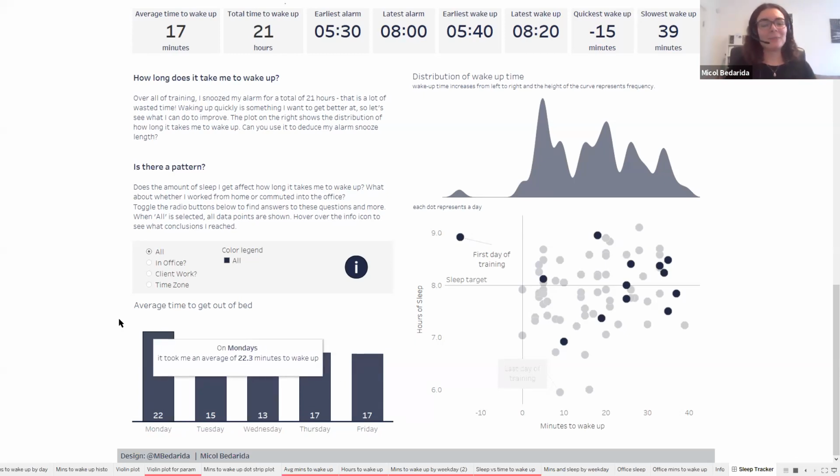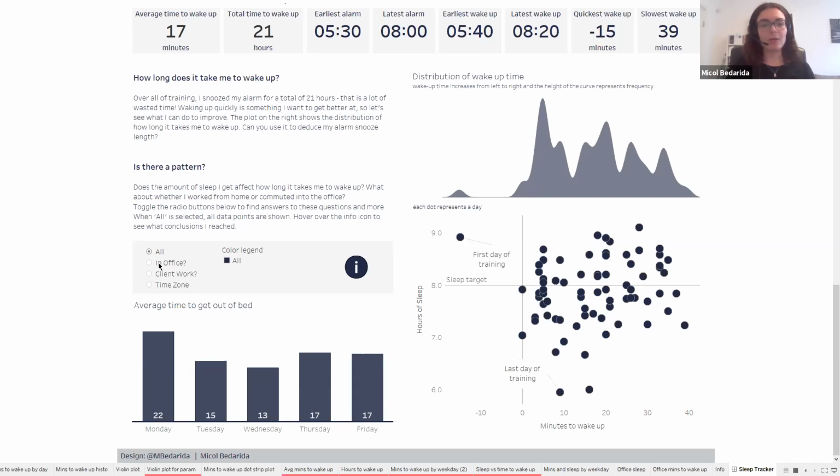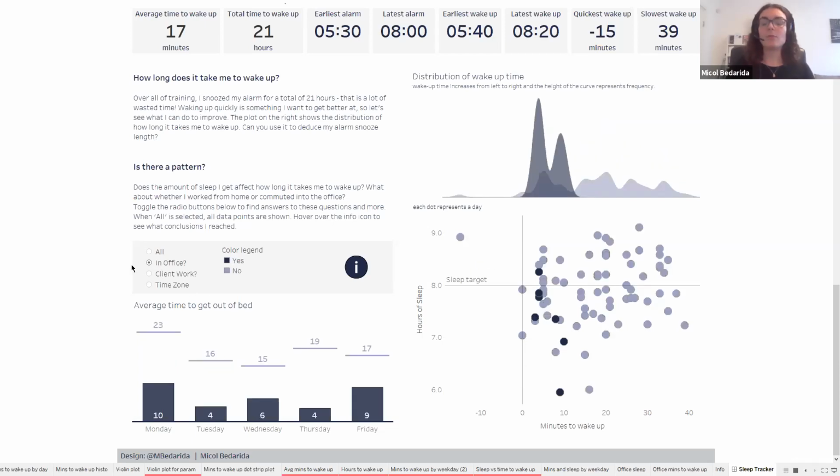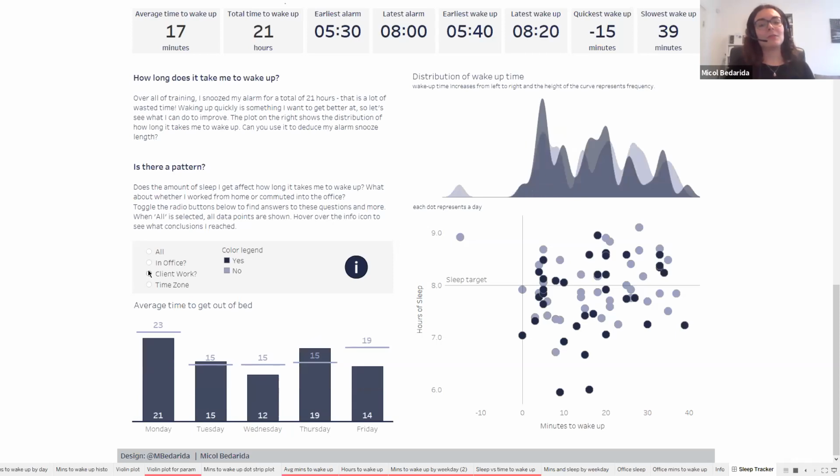And then I can look at it by all the days, or I can break it into whether I was in the office or not. So I can see immediately that when I was in the office, it took me less time to get out of bed, presumably because I had a tube to catch and I didn't want to miss it. Whether or not I was doing client work or training didn't seem to have a big effect.